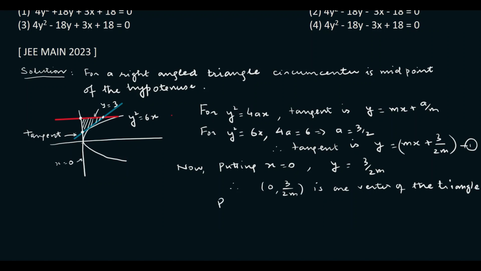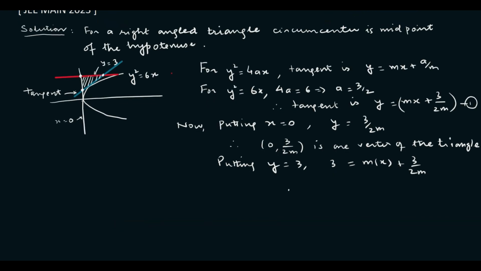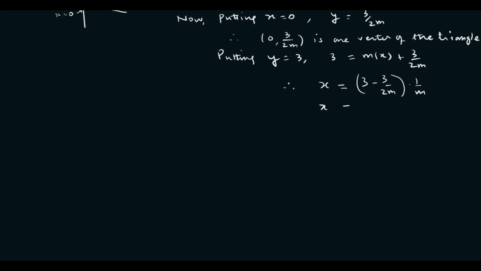Okay, then we put another value, that is y equals 3, to find another point of intersection. When you put y equals 3, you can find x from here. Again, putting it in the equation of the tangent, you get x as 3 minus 3 by 2m, whole 1 by m. This is the value of x when y is 3. You can write it like 3 by m, 1 minus 1 by 2m.